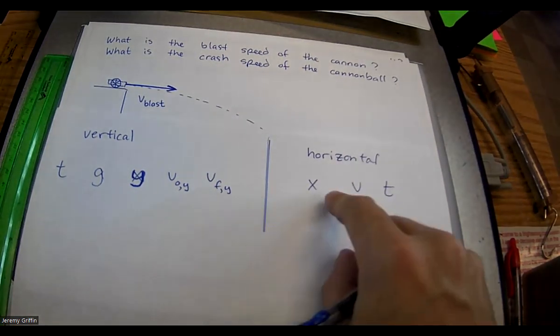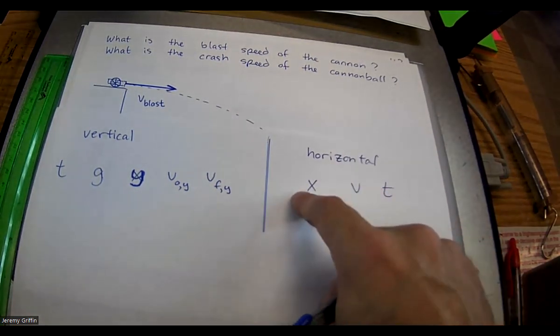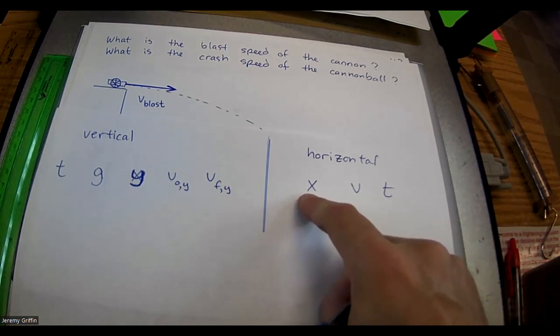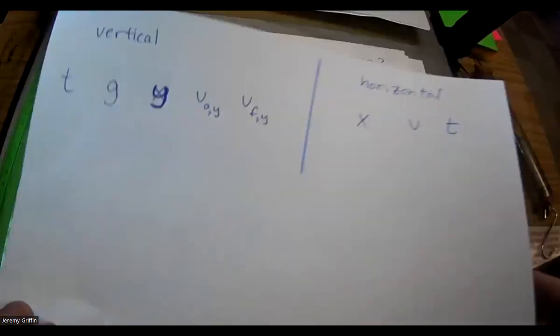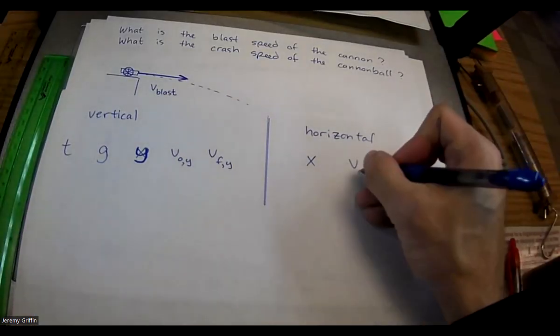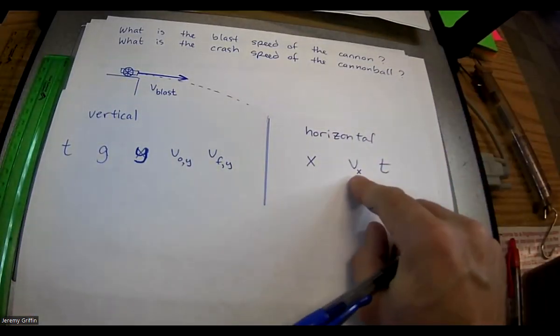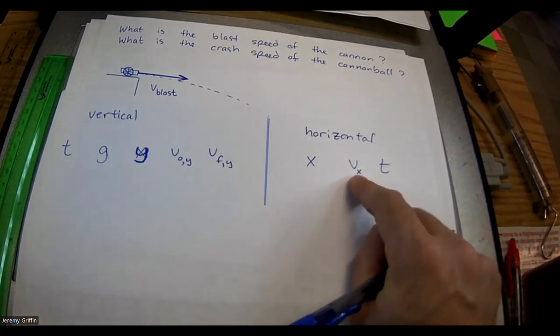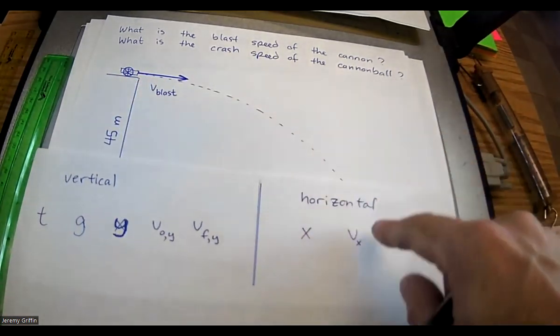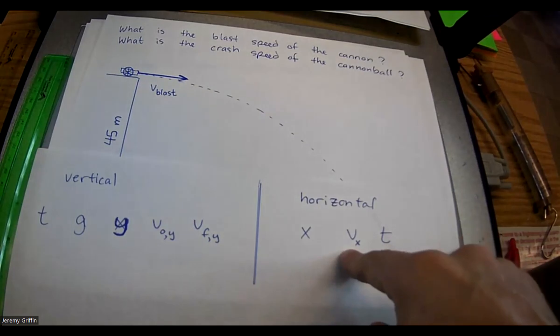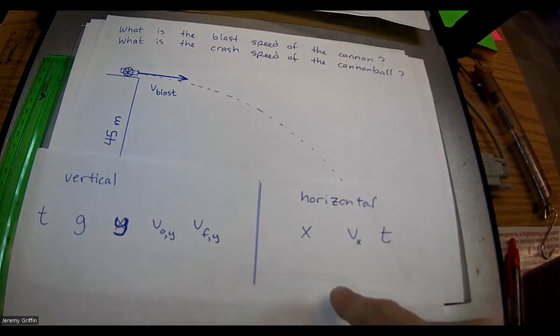And then over here on the horizontal side, I'll leave x just to represent horizontal displacement, just like I did down here in the setup. 120 meters. And I'm going to tag a little subscript x to this v velocity to say this is strictly in the horizontal direction. And that's not going to change. The entire time it's in flight, it's going across the field at the same horizontal velocity. Is that okay?